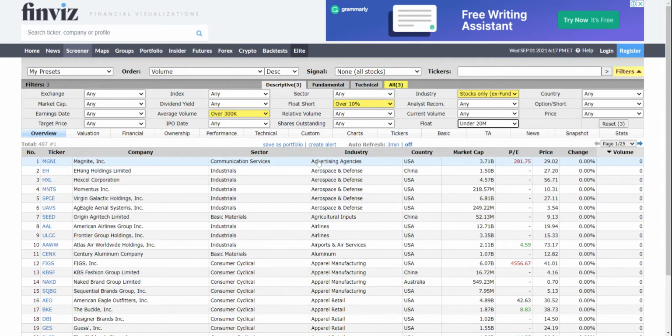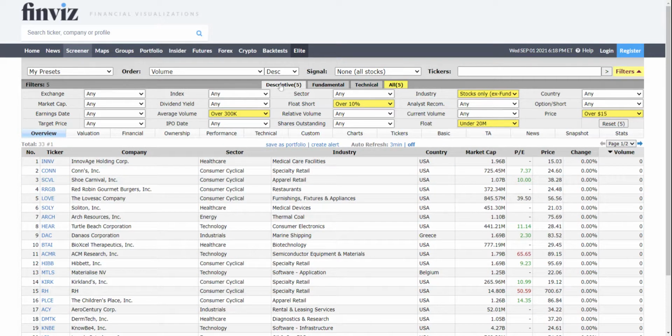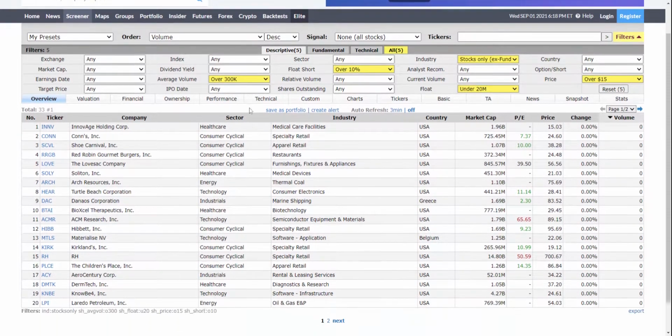Under 20 million, we're going to have 84 stocks, so the total stocks will be 84. Another thing you want to fill in here is the price, or the current stock price. What you want to fill out here will be over $15. Just right here, okay? So that's it for this Descriptive section. That's all for now.